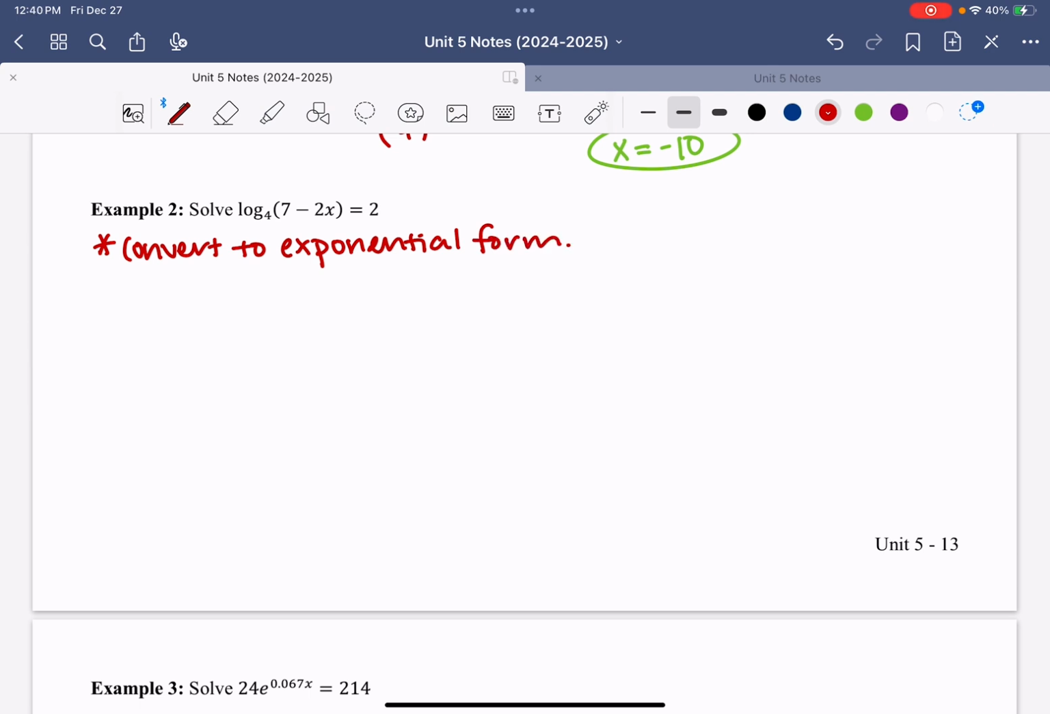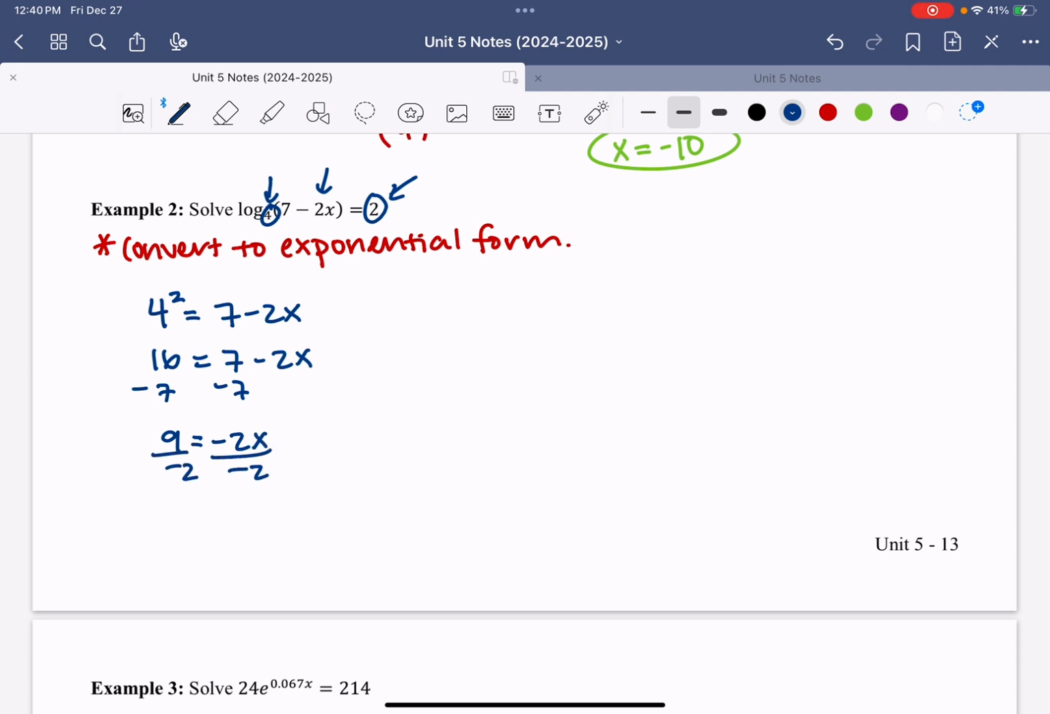So what do we know about that? The base of my exponential is 4, and the exponent is 2, so I'm going to have 4 squared is equal to, and then the argument is what that exponential is equal to, so it's equal to 7 minus 2x. This is going to be a really easy equation to solve with a little bit of algebra. I have 16 is equal to 7 minus 2x. Subtract the 7 over, and it's 9 is equal to negative 2x. Divide by negative 2, and I get x is equal to negative 9 over 2, or negative 4.5.